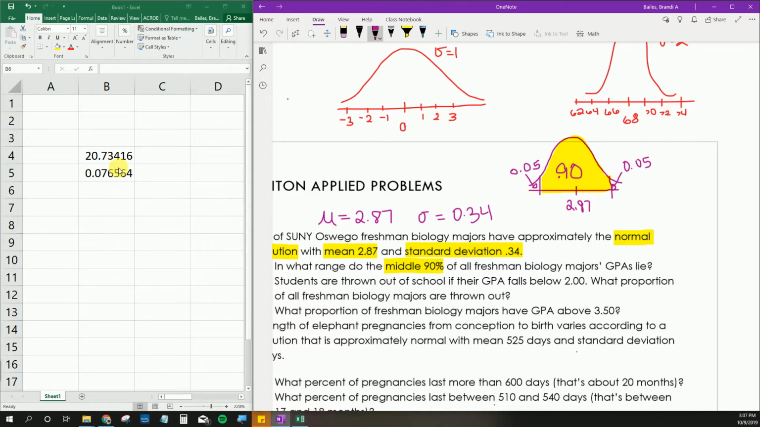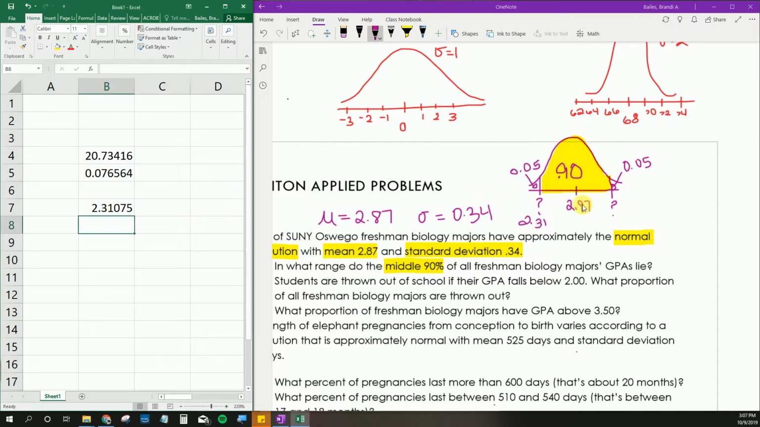Keeping in mind that Excel can only deal with the left-hand area, I have to find both of these numbers, but with an input of an area on the left. The area to the left of this question mark is 0.05. So in Excel, I would do norm, and since I have areas inside the curve, I'm going to use the inverse function. The probability of 0.05, the mean of 2.87, and the standard deviation of 0.34. That gives me 2.31, so I'll write it down.